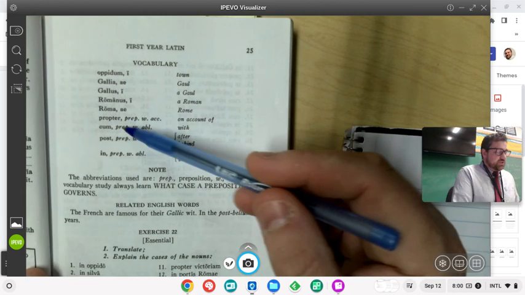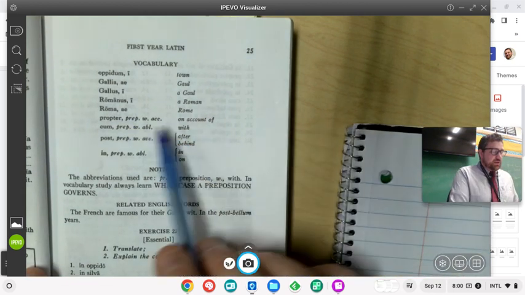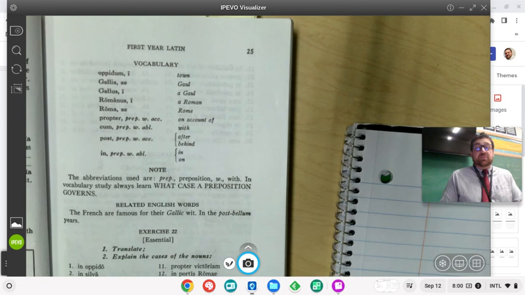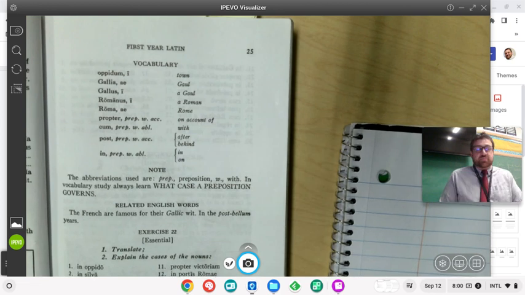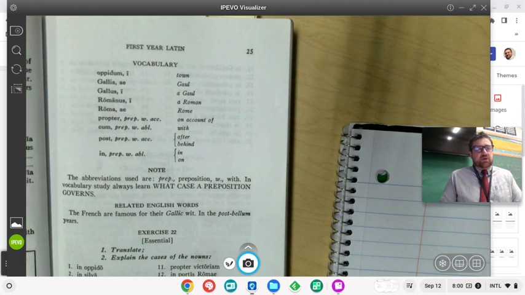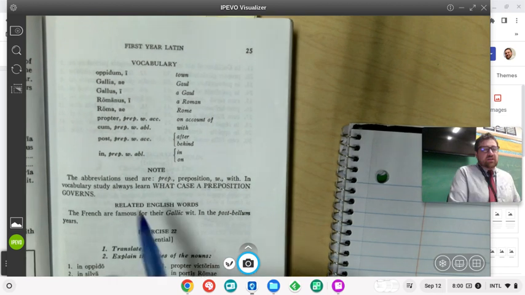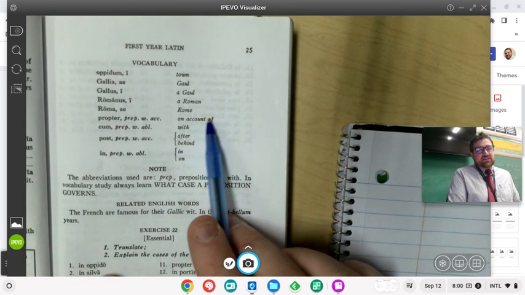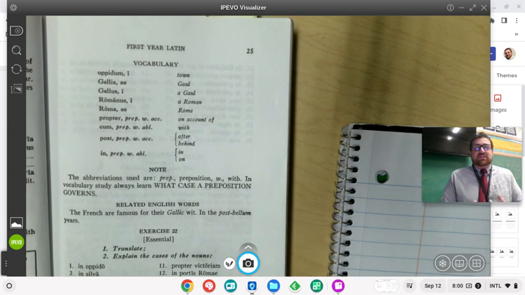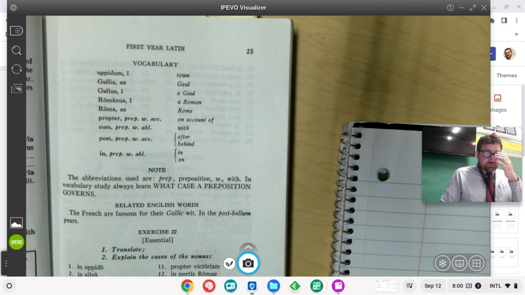Now we get into propter. Propter is on account of or because of. Sometimes you can translate it as for, like I yelled out for hunger, I yelled out because of hunger or due to hunger. So that's what it means when it says on account of, because we don't really say the phrase on account of on a daily basis. So it pretty much means because of.